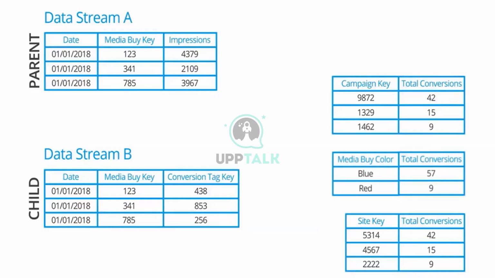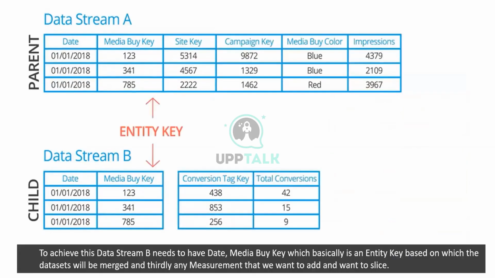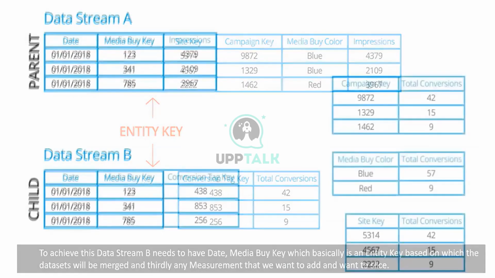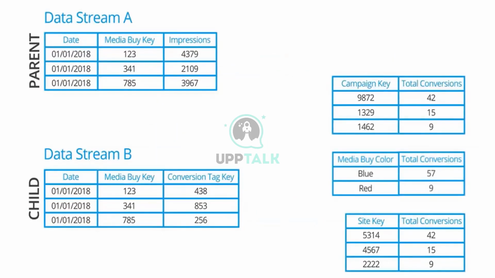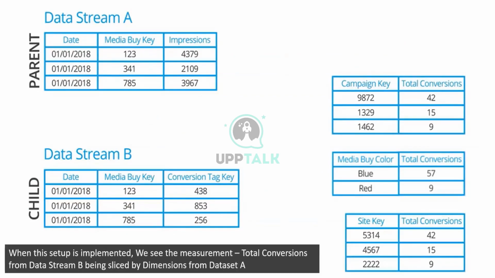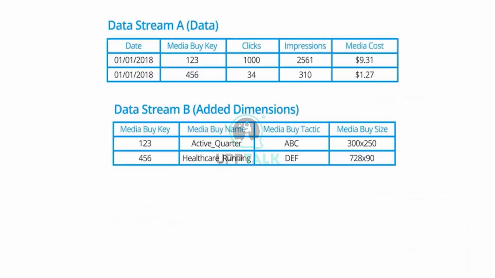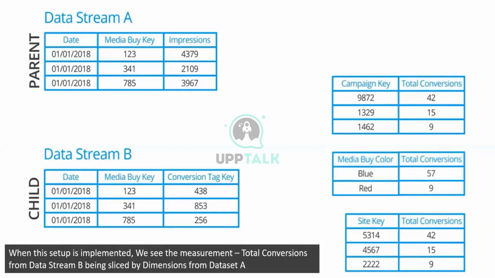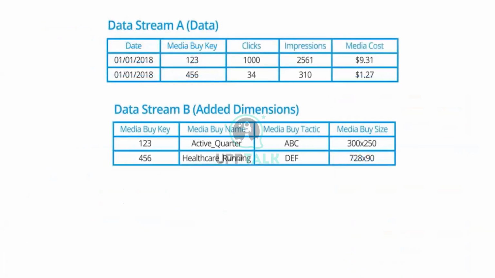We have to do that, and campaign key should slice the total conversions. Media by key should basically be the data set of valid values. Media by key, site key and campaign key can slice the total conversions. That's what is shown in the boxes, that my data stream can slice it. When this setup is implemented, total conversions can be sliced by the data set.